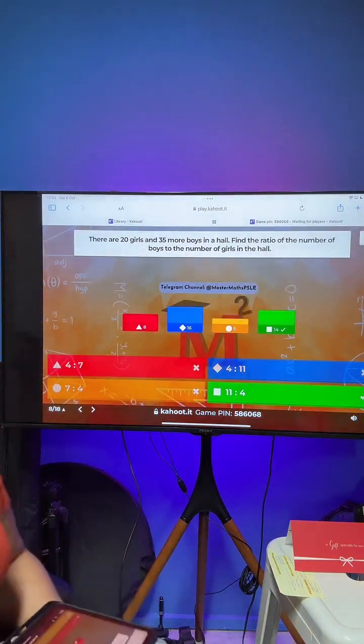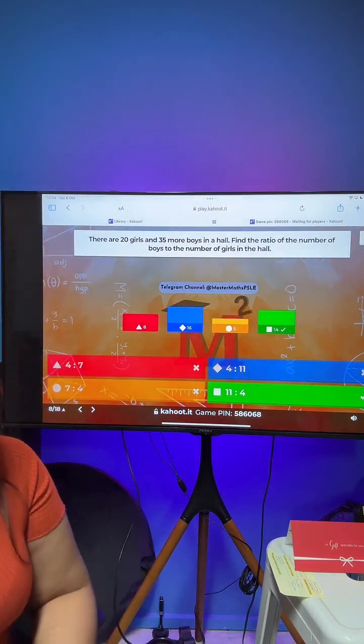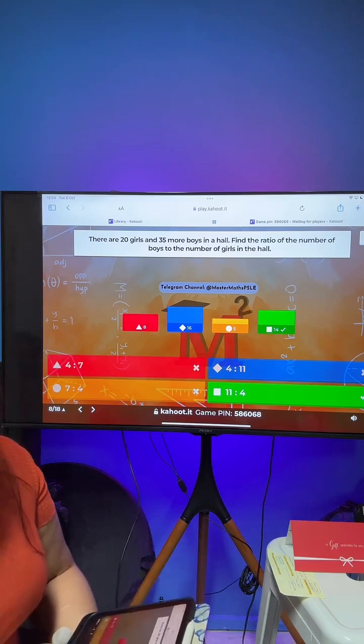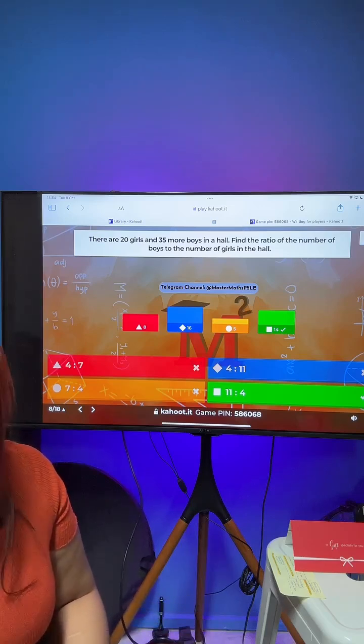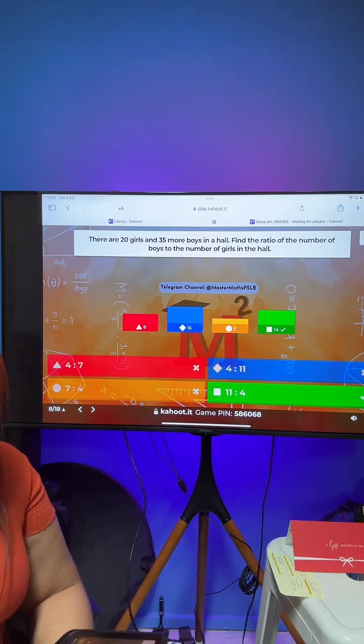Okay, the correct answer is the green one indeed. I think some of you have typed in the correct answer in the chat as well. The green one is the correct answer. For those of you who chose blue, you just didn't read the question carefully. Okay? The pin is 586068.